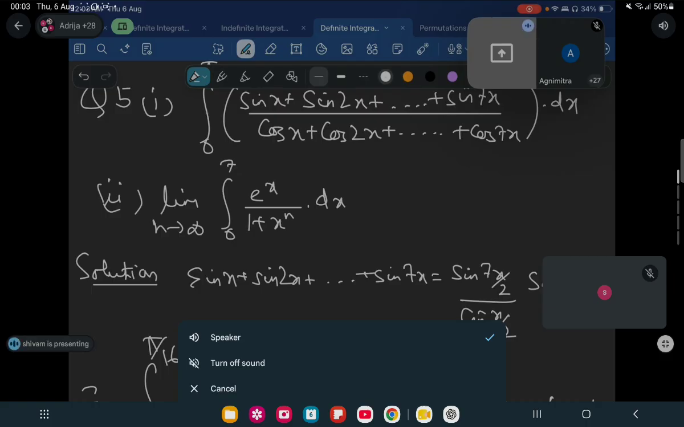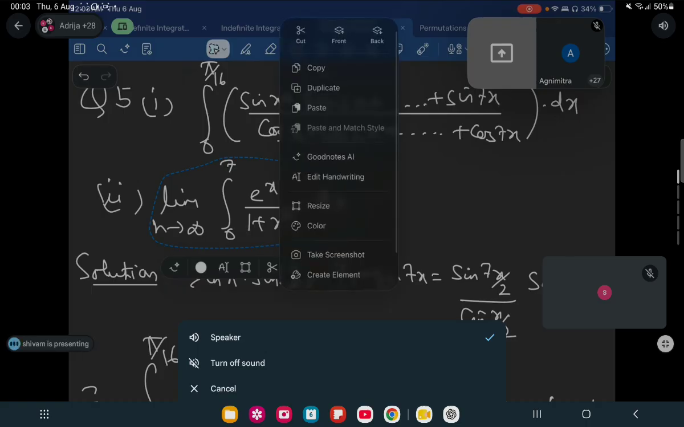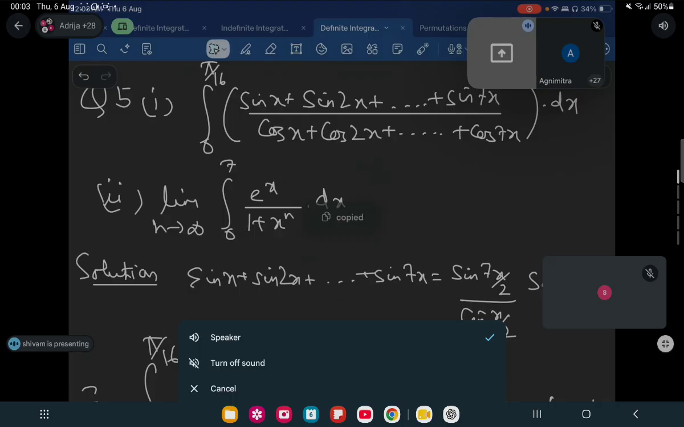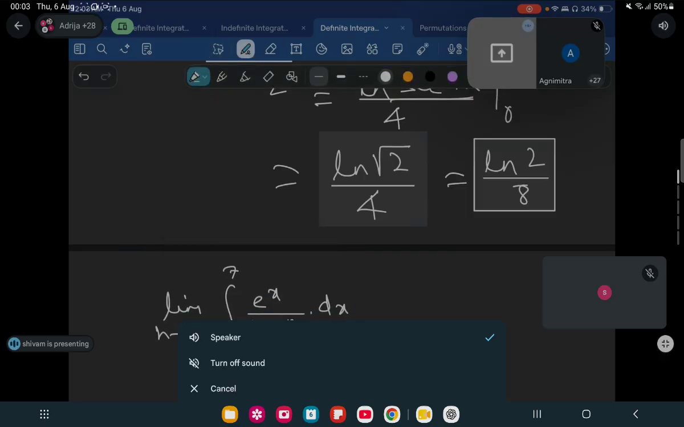Okay, let me start, everyone. Limit n tends to infinity, integral from 0 to 7 of e to the power x upon 1 plus x to the power n. Pay attention, everyone. Over here, we have the denominator as x to the power n. If you remember, in limits I have told you that x to the power n will behave differently from 0 to 1 and from 1 to infinity. So let us start.